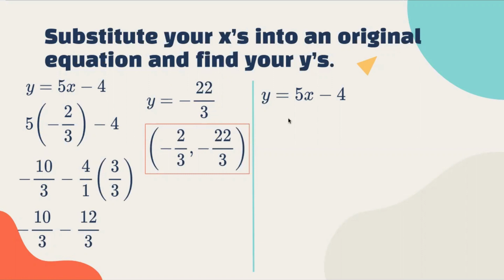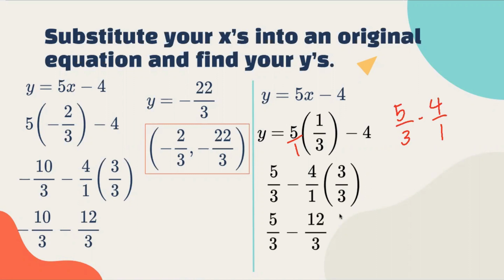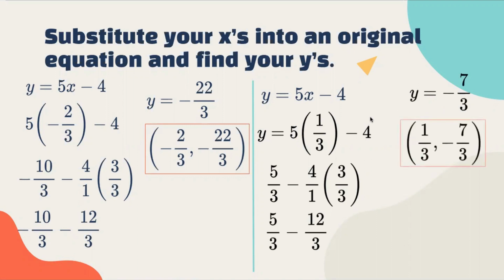Do the same for positive 1/3. Plug it into y equals 5x minus 4. So if you plug in 1/3 for your x value, 5 times 1/3 would give you 5/3 minus 4/1. And again, you need to make a common denominator. I'm going to do the exact same thing and multiply 4/1 by a factor of 3/3 so that I can get a common denominator of 3. That would leave me with 5/3 minus 12/3. 5 minus 12 is negative 7/3, so your y value in this case would be negative 7/3, and your final ordered pair would be 1/3, negative 7/3. And those are your two solutions for this system.